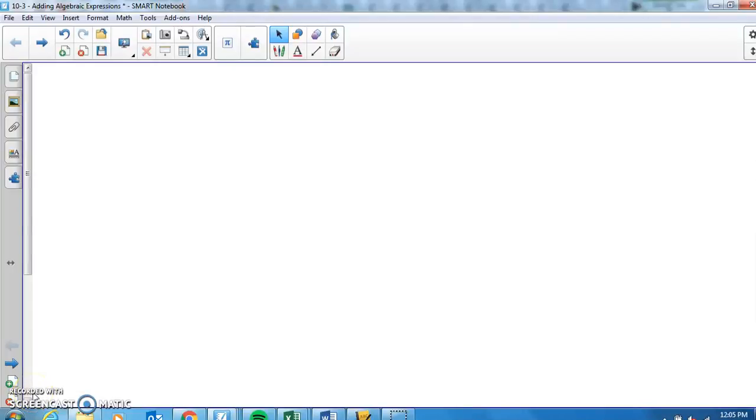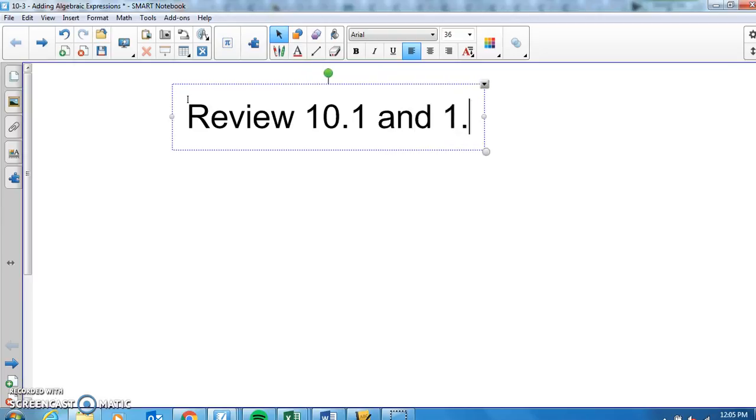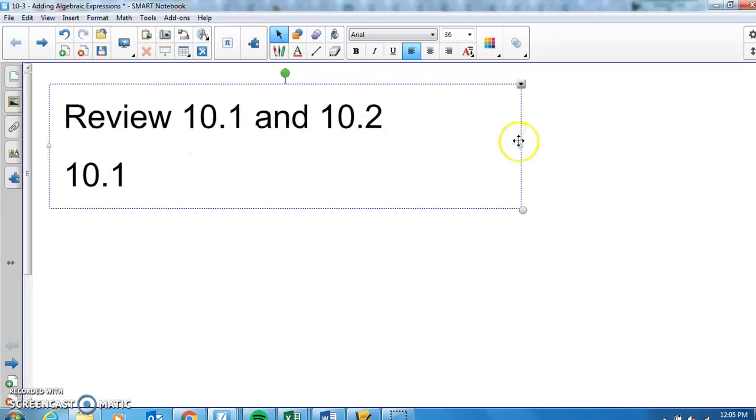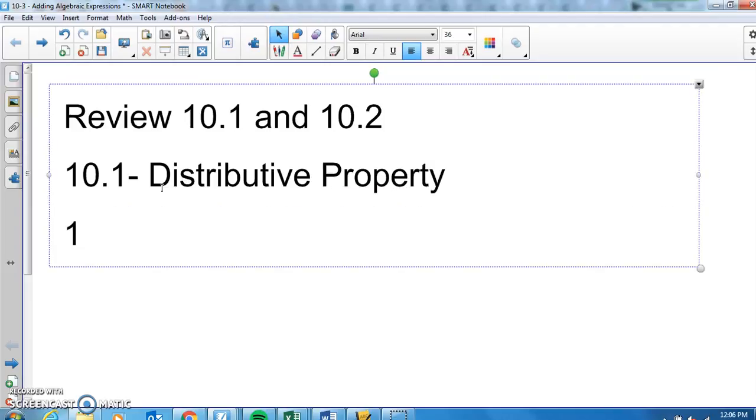Hey there, before we get started with today's lesson, which is 10.3, I want to take just a minute to go back and discuss what you did on 10.1 and 10.2. In 10.1, you discussed the distributive property. In 10.2, we discussed factoring.